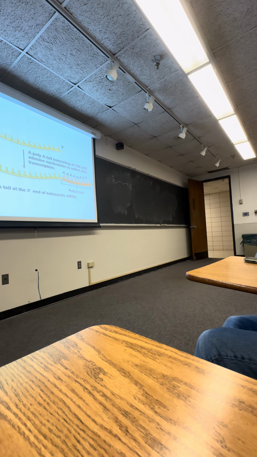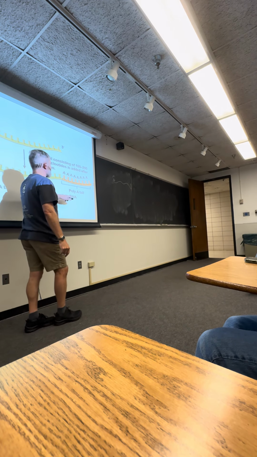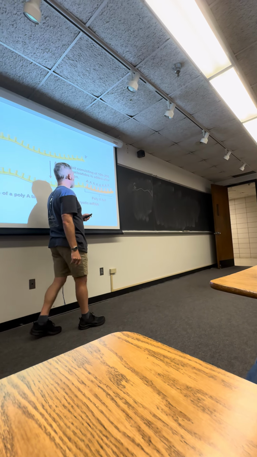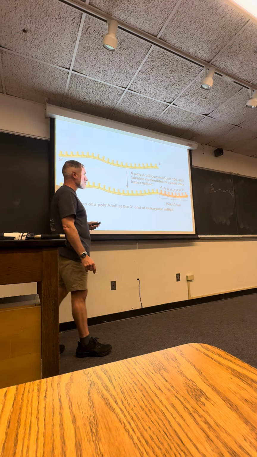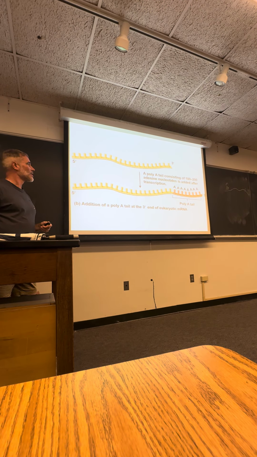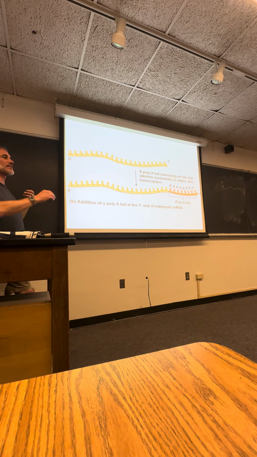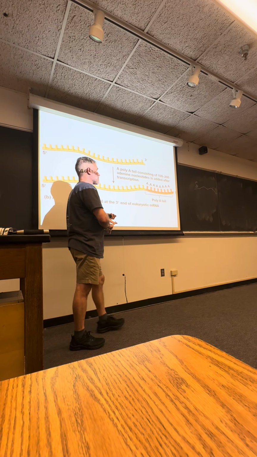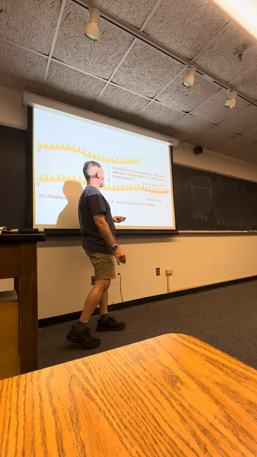And then the second thing that can happen is the addition of a poly A tail. Again, this is an abbreviation. It should be about 50 to 70 to 100 to 150 A's, so it's actually a huge long string of A's. That also, as I said, adds stability and helps the ribosome know this RNA should be translated.